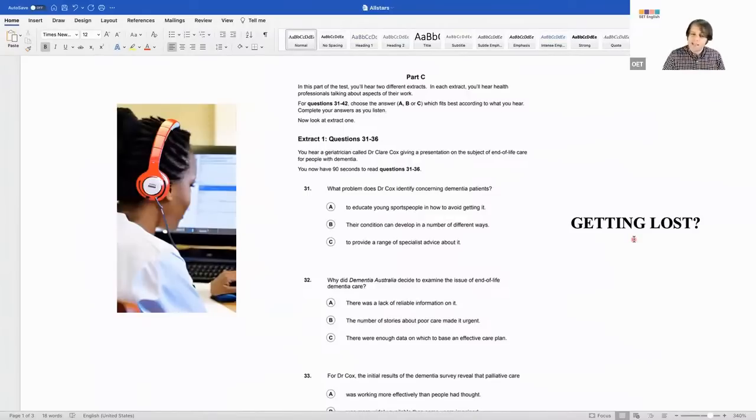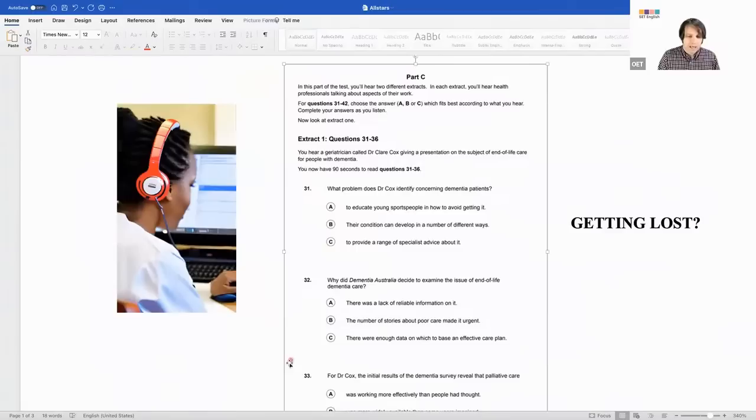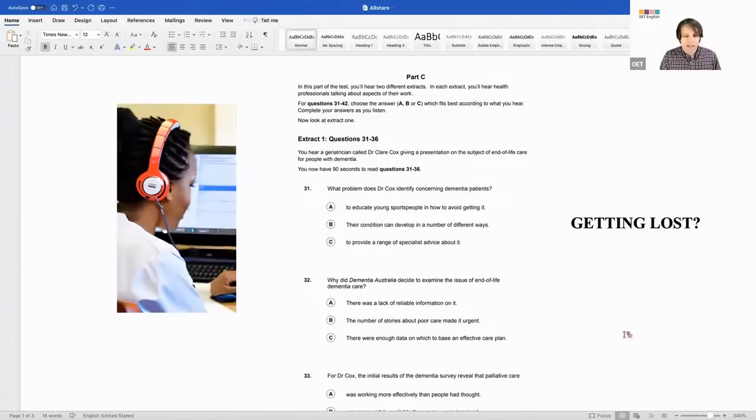So what do I mean by getting lost? I'm sure many of you watching know exactly what I'm talking about here. How do you know in the exam that you are moving from question 31 to 32? How do I know when it changes? Right, when it changes. This is what we're talking about in this class, okay? This is what we're talking about. I'm going to answer this question.